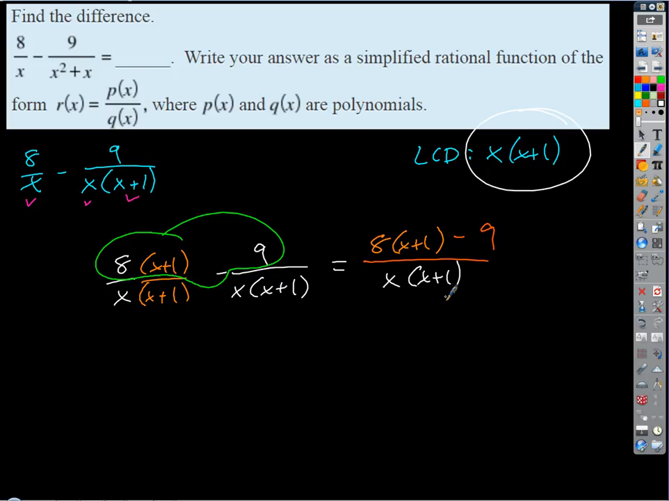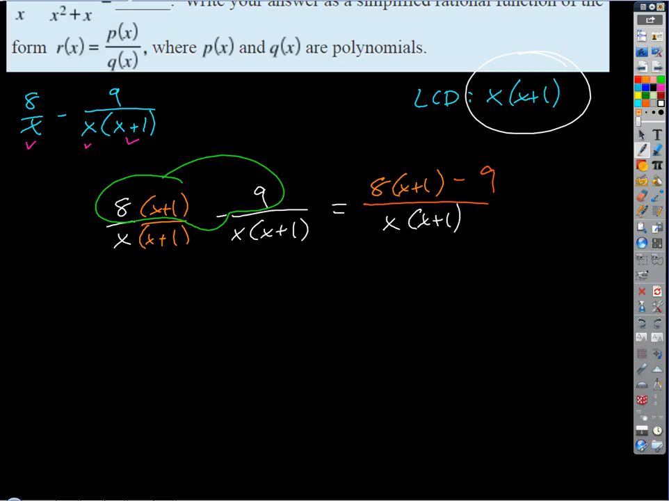Isn't that what we do? When we add or subtract fractions, we get a common denominator and then just add or subtract the numerators, right? And so if I simplify this, Nick, what am I going to get? If I distribute the 8 and combine like terms, what do we get? 8x plus 8 minus 9. So what's that going to be? Minus 1, good. Over my common denominator, x times x plus 1.